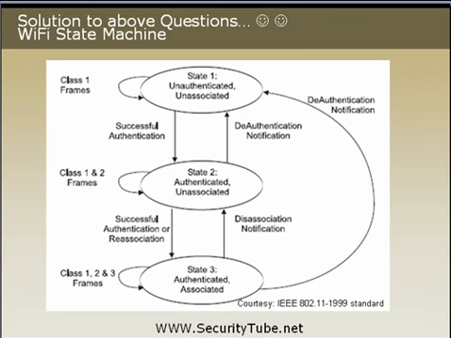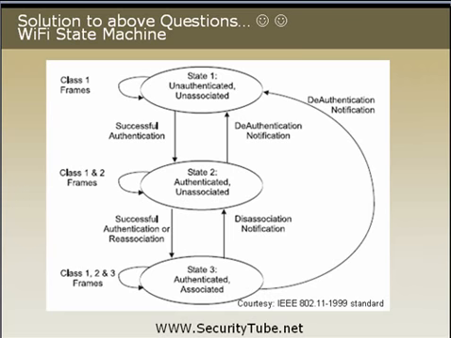In the last video we saw the states present in the IEEE 802.11 state machine. There are basically three states. State 1 is unauthenticated and unassociated. State 2 is authenticated but unassociated, and state 3 is authenticated and associated. Now from state 3 onwards, client and AP can exchange all sorts of packets between them.